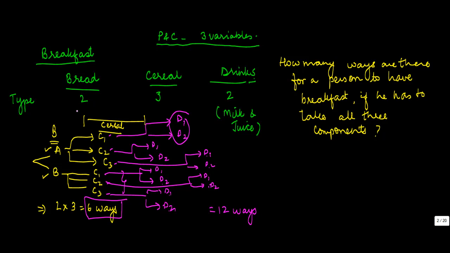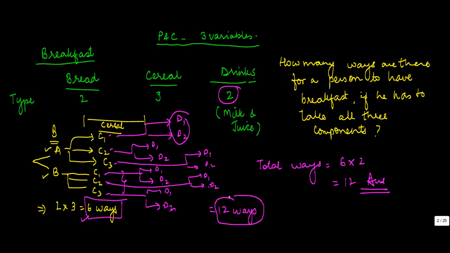Again, once you have these combinations, you knew that there were 6 ways. Now each of these 6 ways can be had in either of these 2 ways of drink. So the total ways, if you would have otherwise found out, would have been 6 into 2 is equal to 12. Which is also what you got manually.